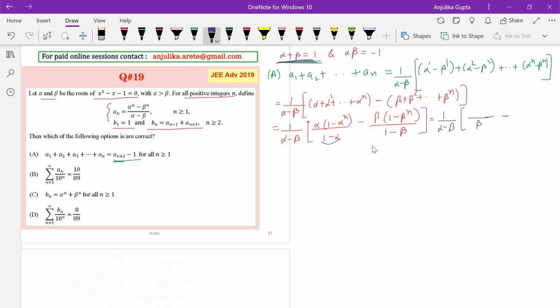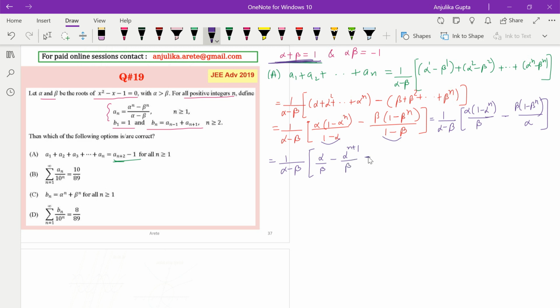And what is 1 minus beta? Again from here 1 minus beta is alpha. So this is my alpha. Let's have it like that. Beta times 1 minus beta to the power n. Now what more I can do is alpha upon beta, you see. I can just multiply alpha upon beta inside. You get alpha upon beta minus alpha to the power n plus 1 upon beta.